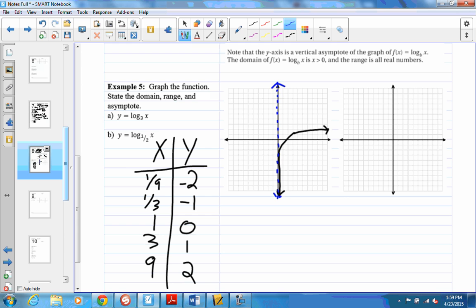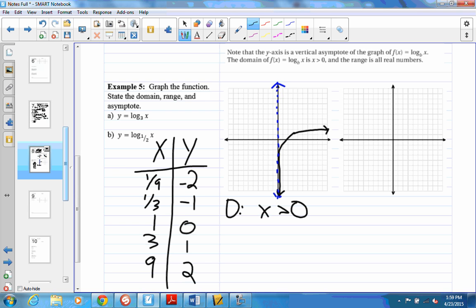So, domain and range on this. How about domain? I'm hearing all real numbers. It's switched, right? On exponential, I was having y equals for my range. It had to be above or below something. Alex, what's my new domain? X greater than, right? I'm going to the right this way, so x is greater than 0.